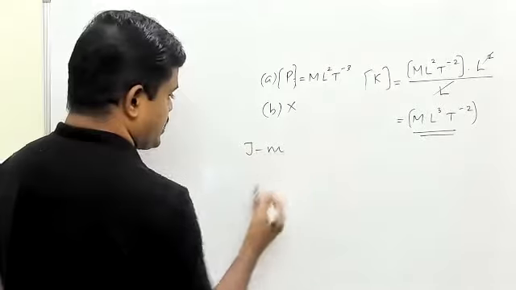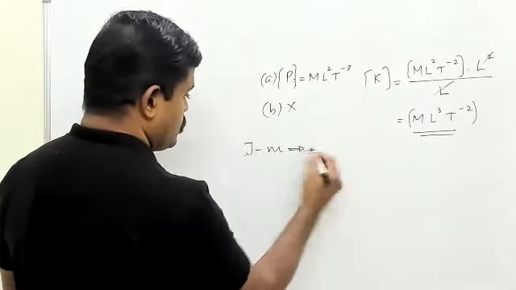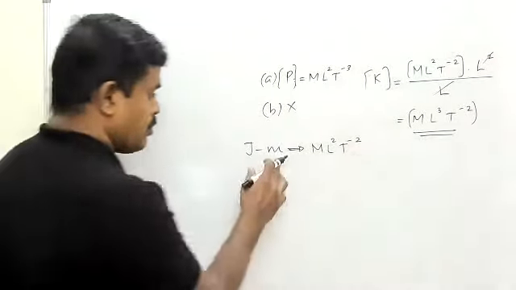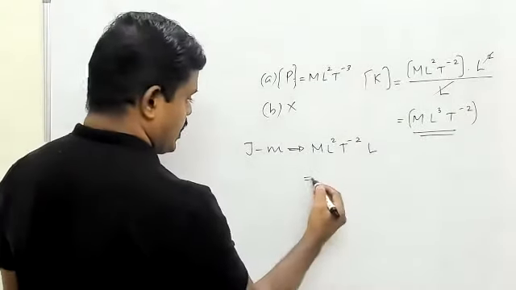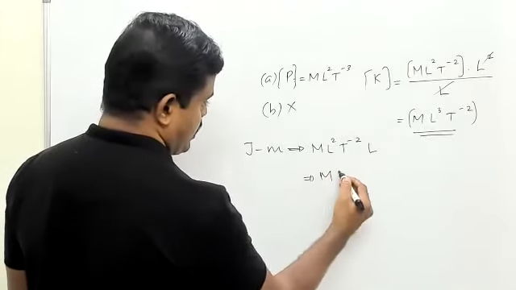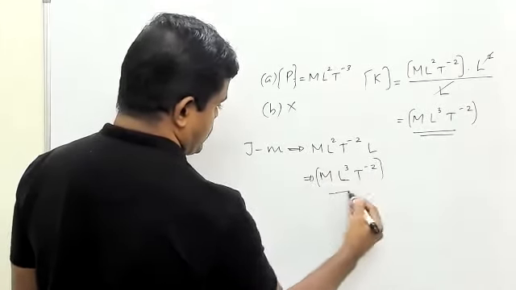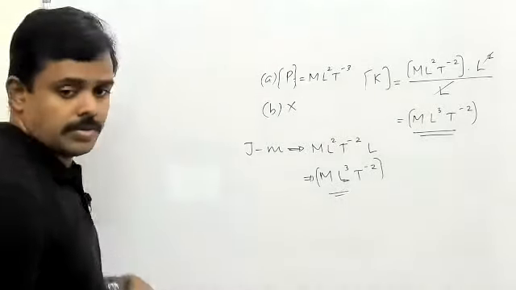Joule meter, let us check. What is Joule meter? Joule is energy, ml square t raised to minus 2. Meter is L, length. So that makes it m, L square and L cube t raised to minus 2. So that is ml cube t raised to minus 2.